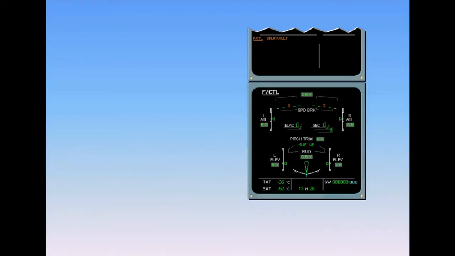You can now observe on the ECAM flight control page that spoilers 3 on both wings are retracted and shown in amber. Note that when a spoiler has failed on one wing, the symmetric one is automatically inhibited. As a general rule, spoilers are automatically retracted when faulty or not electrically controlled.